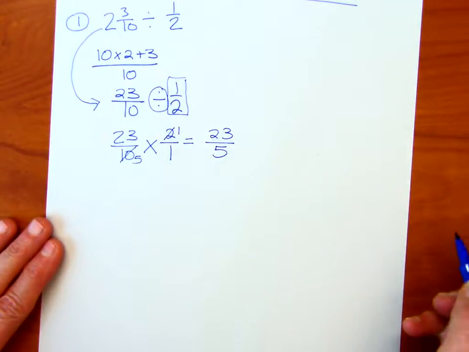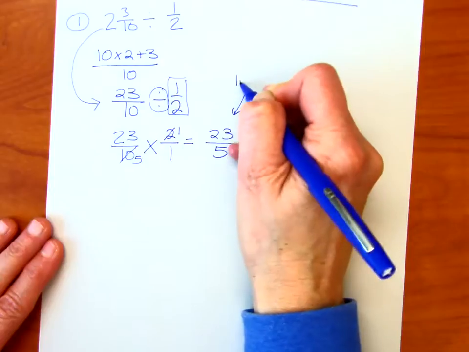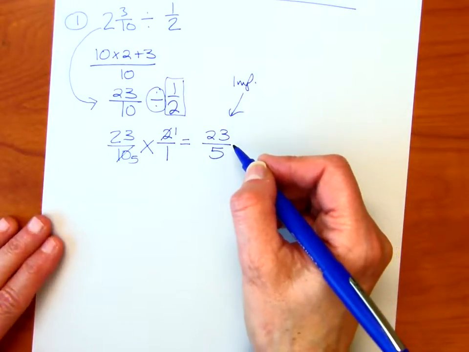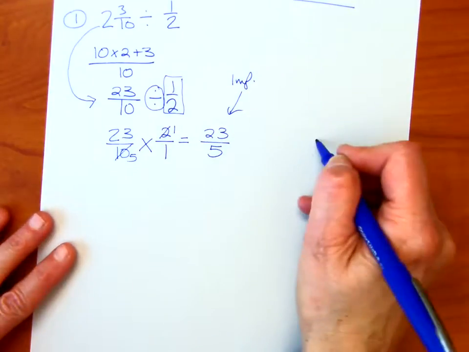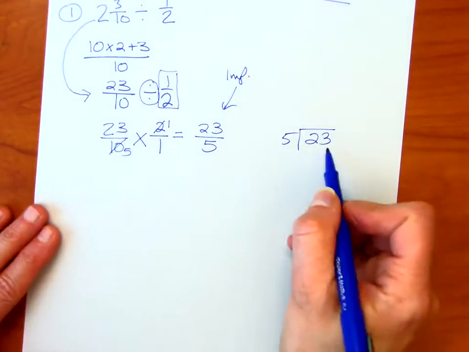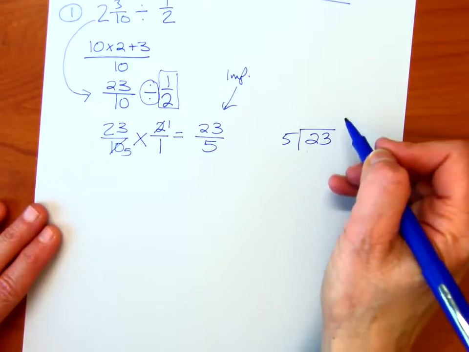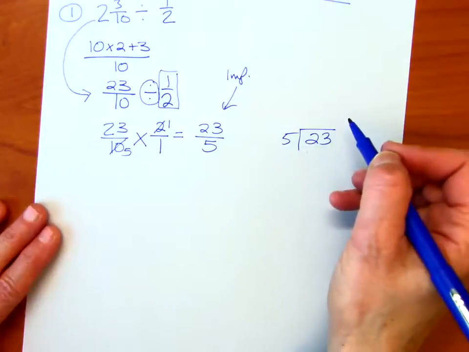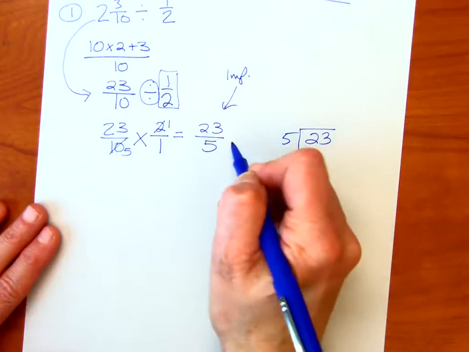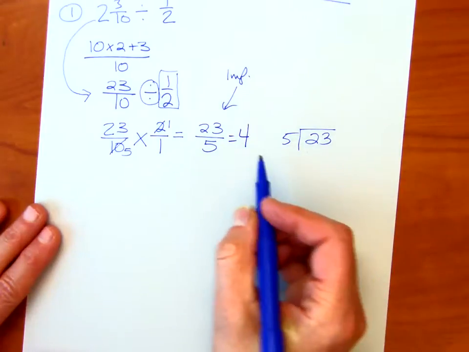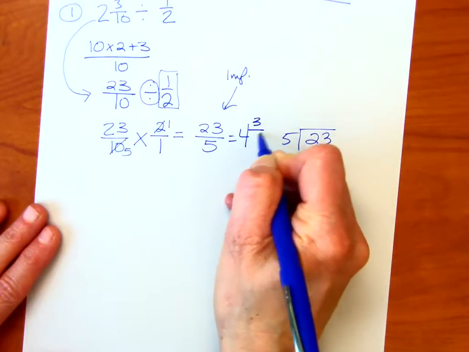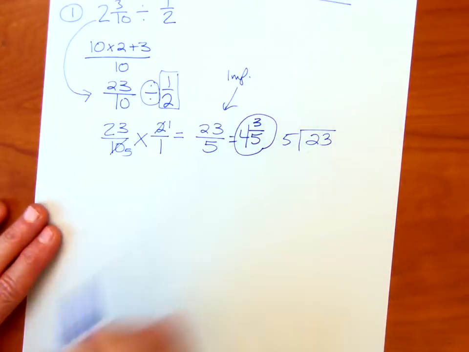23/5. Notice again, this is improper. So improper means we need to convert to a mixed number, and we're basically saying how many times does 5 go into 23. And if you want to do a side math problem, that's fine. If you can do this part in your head, that's fine too. Basically 5 goes into 20 4 times, and then mentally, if I'm subtracting 20 from 23, I have 3 left over, and the 5 will continue to be the denominator.